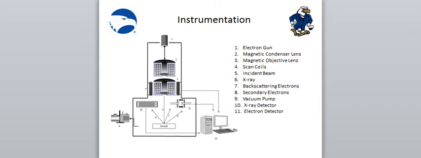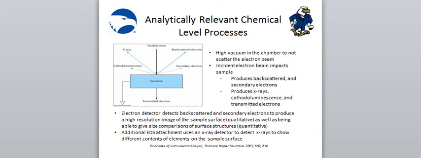The X-rays are detected by an X-ray detector in the EDS, which is an extra attachment, and it can also be displayed on the computer as an estimate of the surface elemental composition. The whole system is done under high vacuum in the chamber so that the electron beam is not scattered. The beam impacts a sample and produces backscattered and secondary electrons, X-rays, cathodoluminescence, and transmitted electrons through the sample.